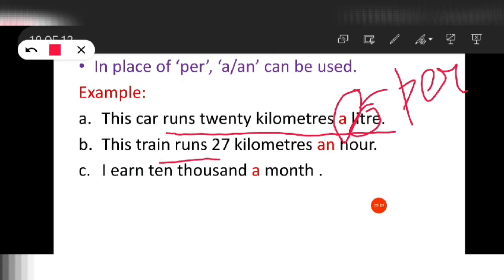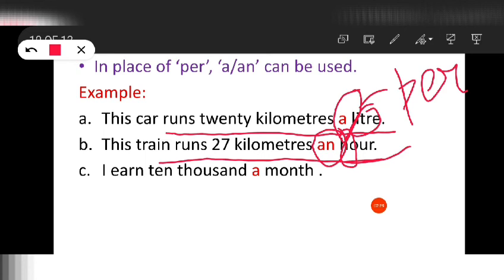This train runs 27 kilometers an hour. Now here, the last word, that is a noun, which is taken here is hour. If you see, the word has the first alphabet as H, which is a consonant, of course, but the sound that comes is that of a vowel, right? Hour. So for that purpose, we are using an in place of that. So in place of kilometer per hour, we can say kilometers an hour. All right, let's come to the next one.